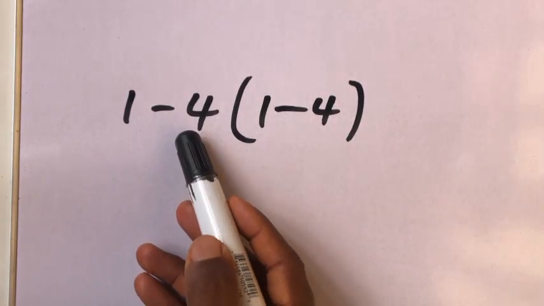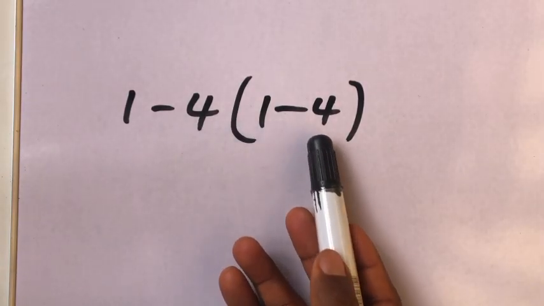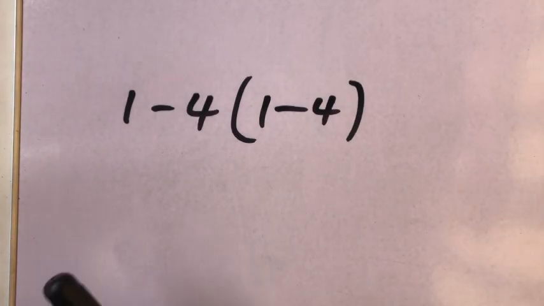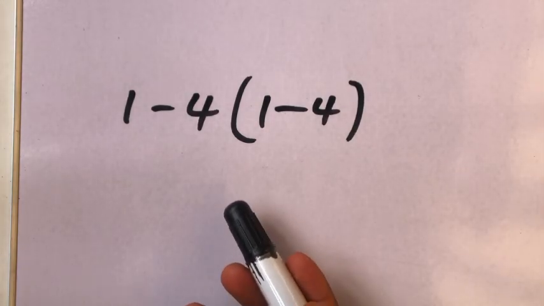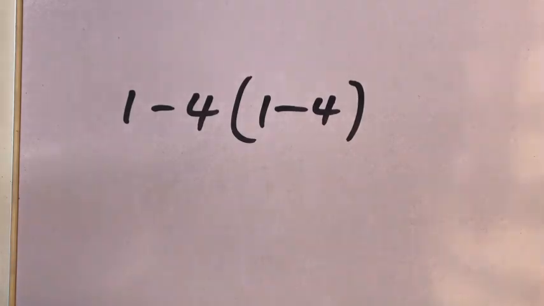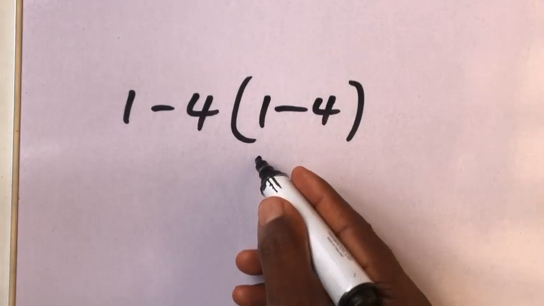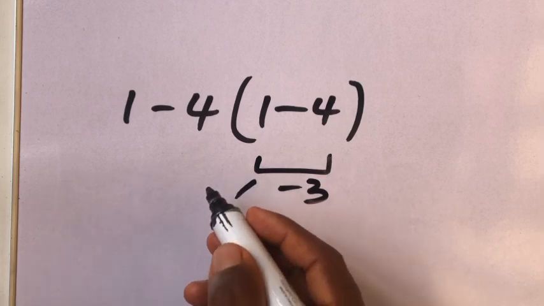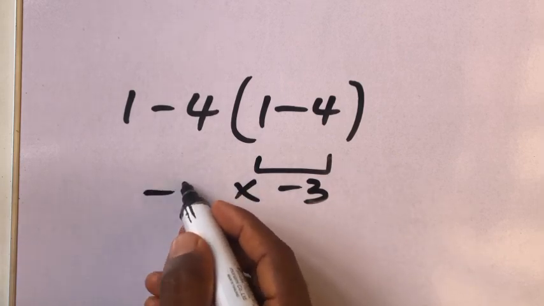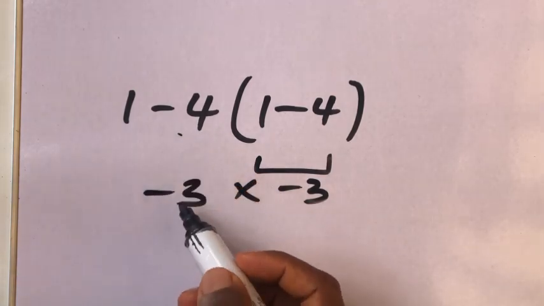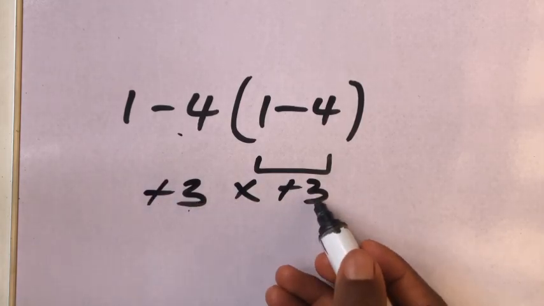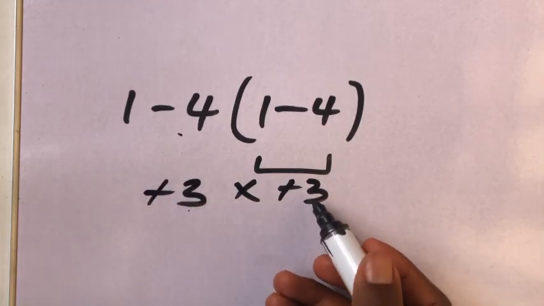1 minus 4 times 1 minus 4. Now, 1 minus 4 will give us what? Minus 3 times minus 3, because this will give us minus 3. This minus will cancel out this minus. 3 times 3 will give us what? 9.